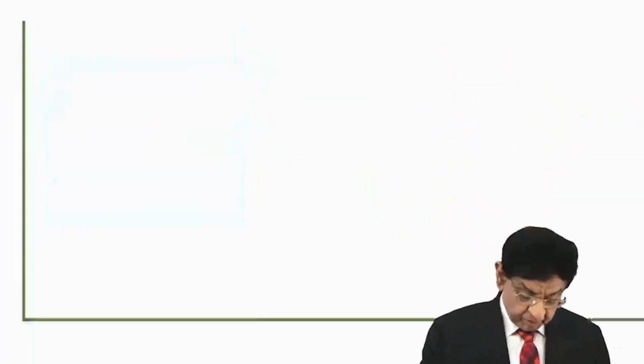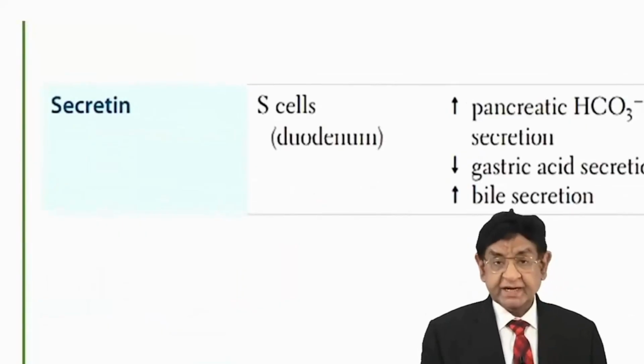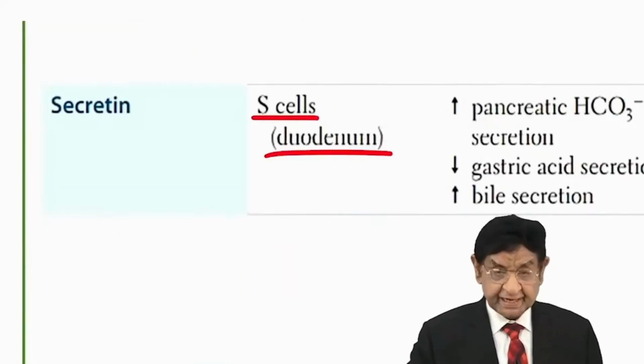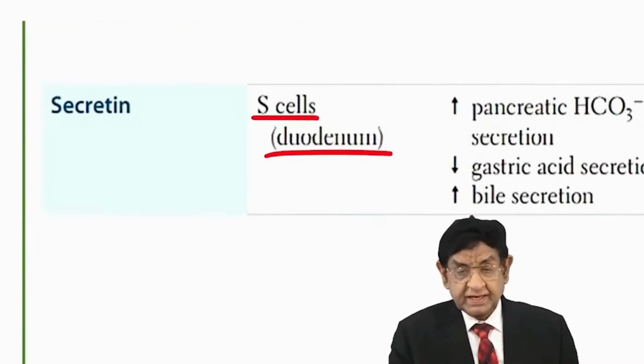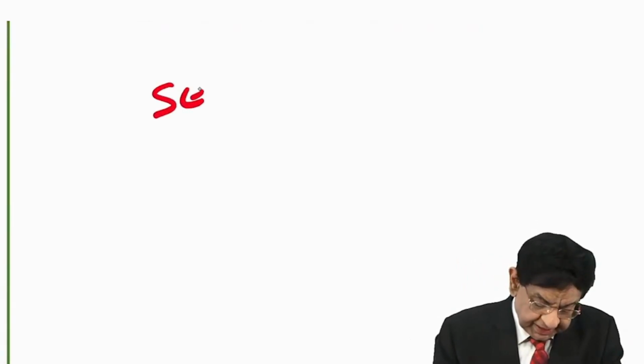We have one more, the so-called secretin. It comes from the S cells of the duodenum. And a question only for the students: this secretin, we have done it somewhere, the secretin stimulation test. Question only for the students: write down in which condition we had used secretin.